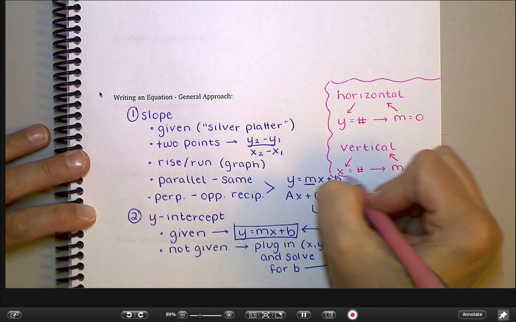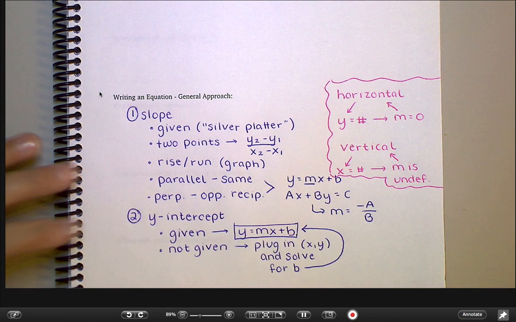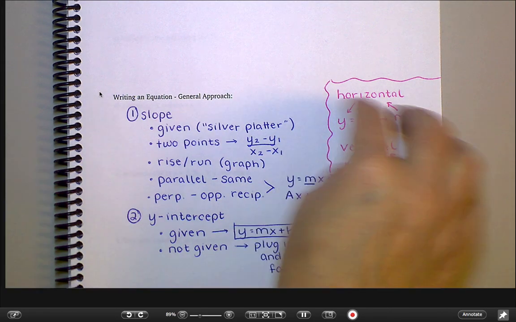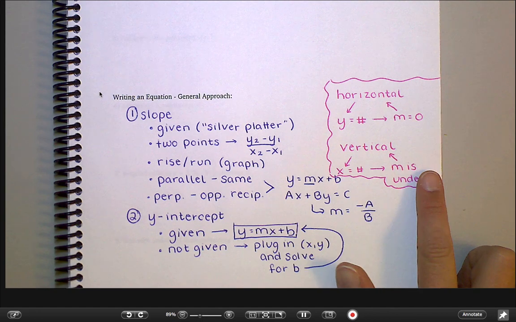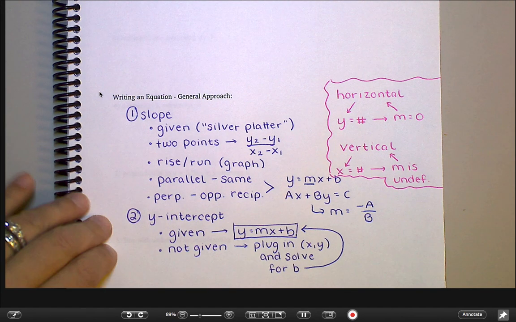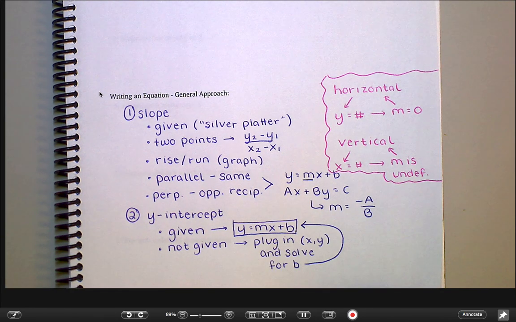So when you have a horizontal line or a vertical line, I want your brain to immediately step off to the side and say, okay, I know what my equation is going to look like now. So let's talk through a couple of examples here. And you're welcome to pause the video if you need a second to catch up on writing that down.